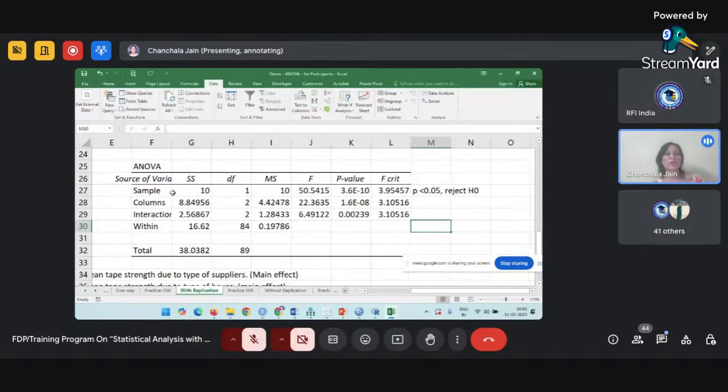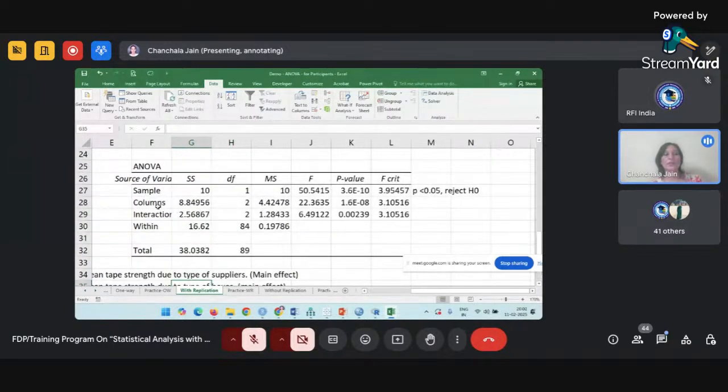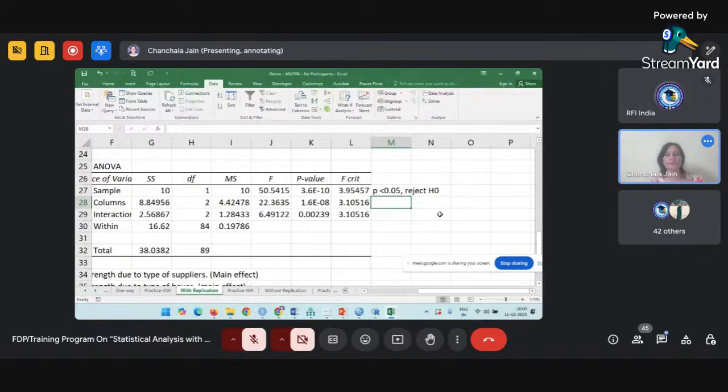So this will be for the box type. So I think this is the second hypothesis. This is we are rejecting. Third, next is the column. Again, you can compare the F statistic and F critical. What will be the conclusion?